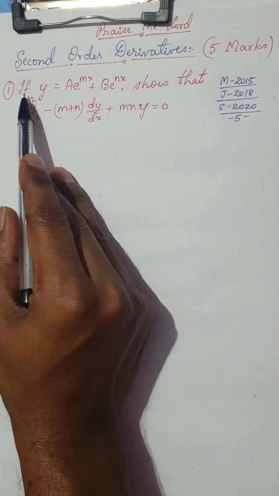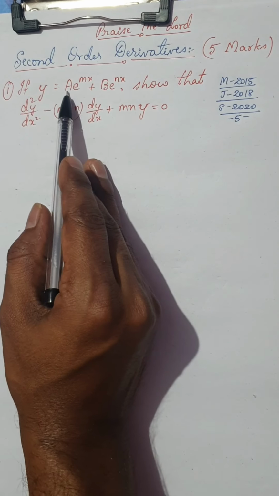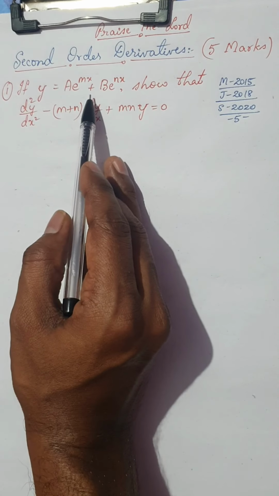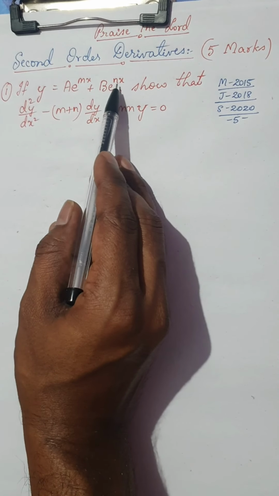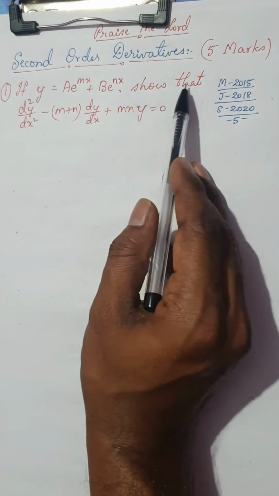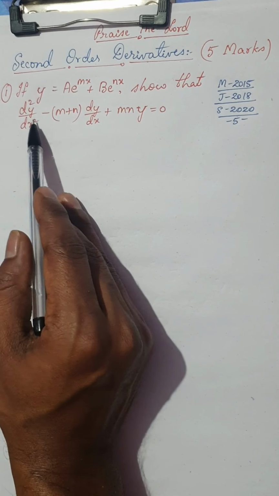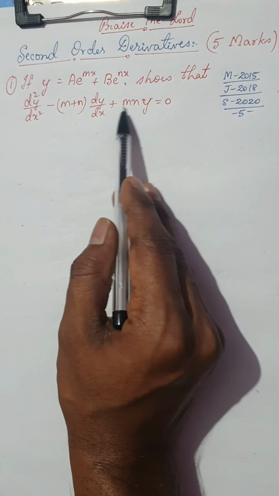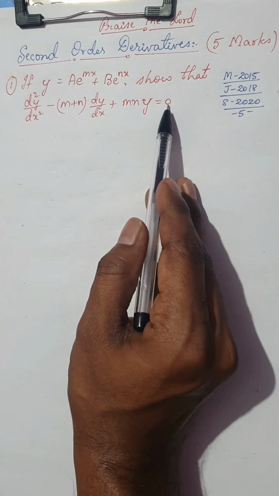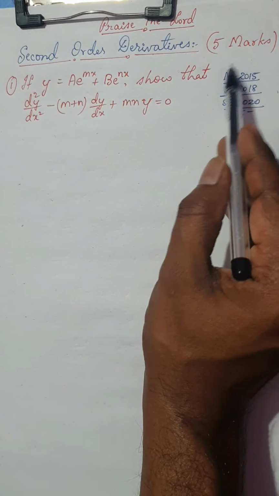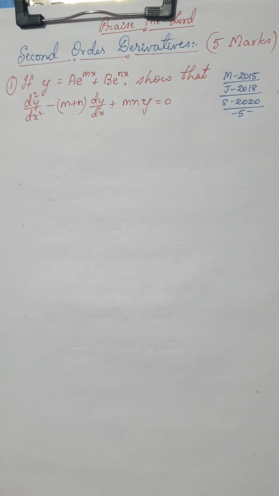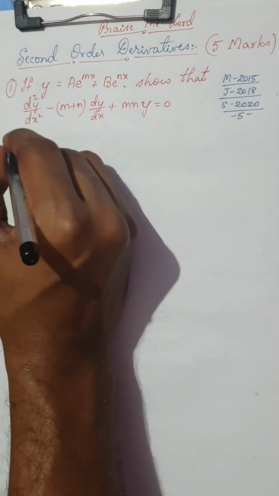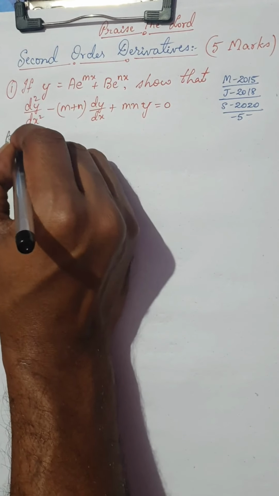See, the first question is, if y is equal to a into e power mx plus b into e power nx, show that d square y by dx square, that is the second order derivative, minus m plus n into dy by dx plus mn into y is equal to 0. This question has been asked 3 times in your main examination for 5 marks. So follow the steps carefully, friends.